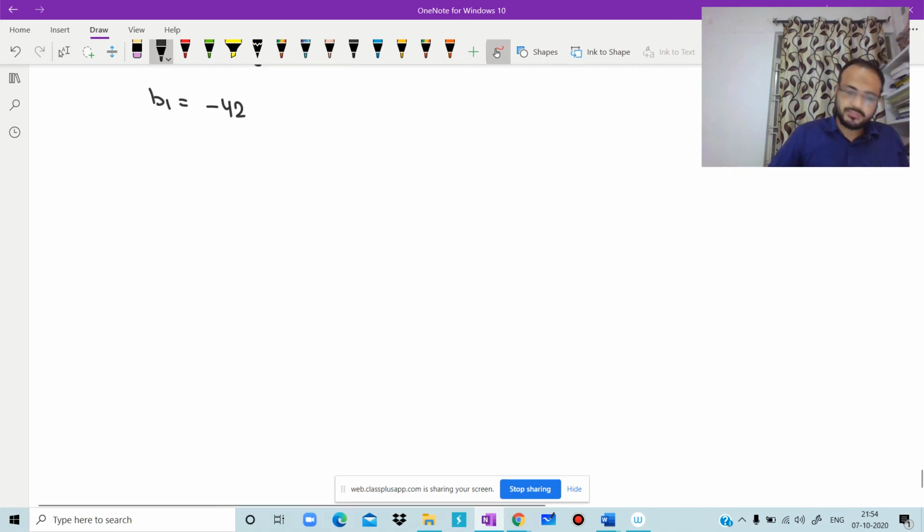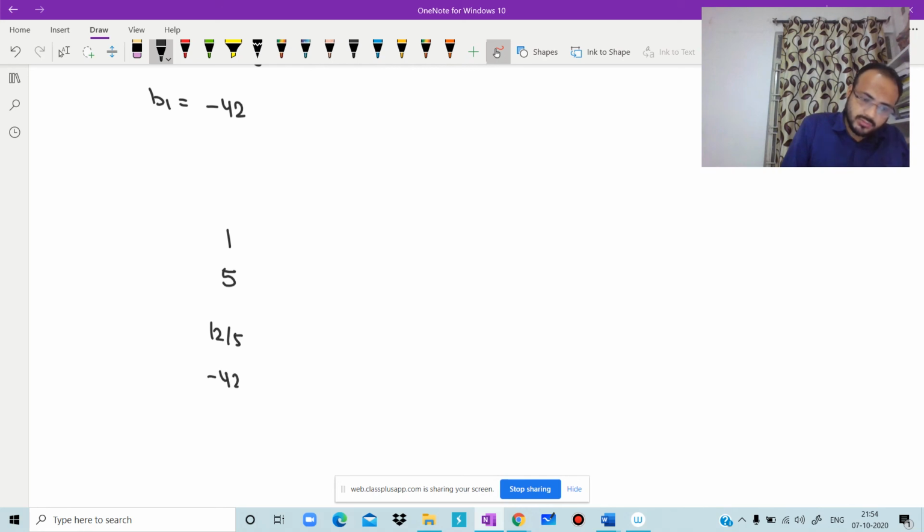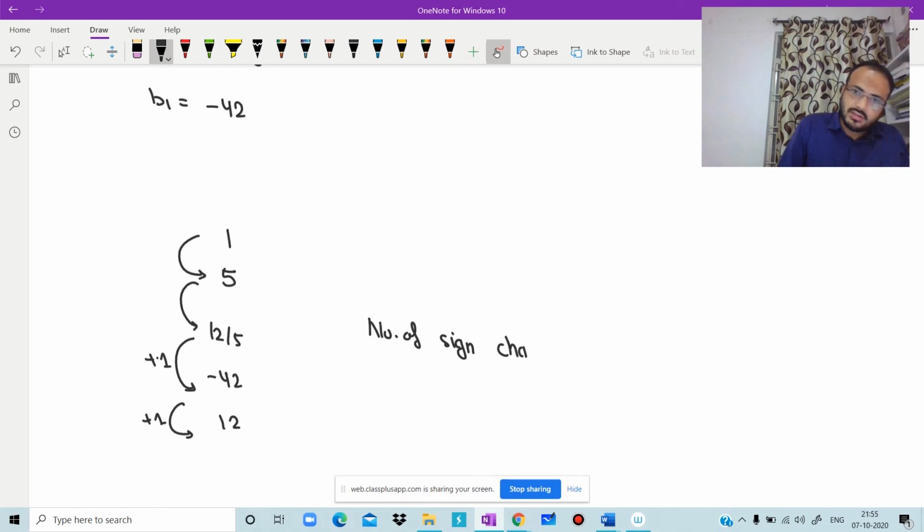So analyze the first column: 1, 5, 12 by 5, minus 42, and 12. Positive to positive, no sign change. Positive to positive, no sign change. Positive to negative, one sign change. And again negative to positive, one sign change. It means the number of sign changes is equal to 2.